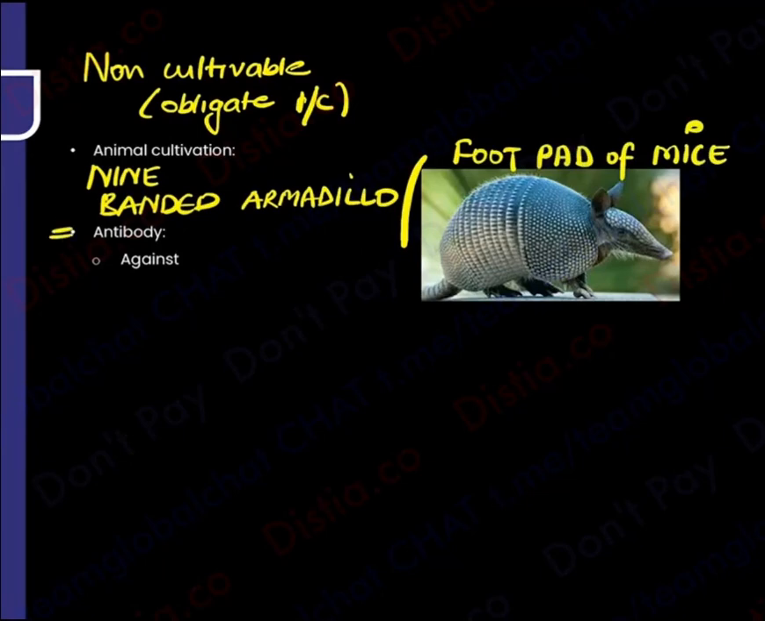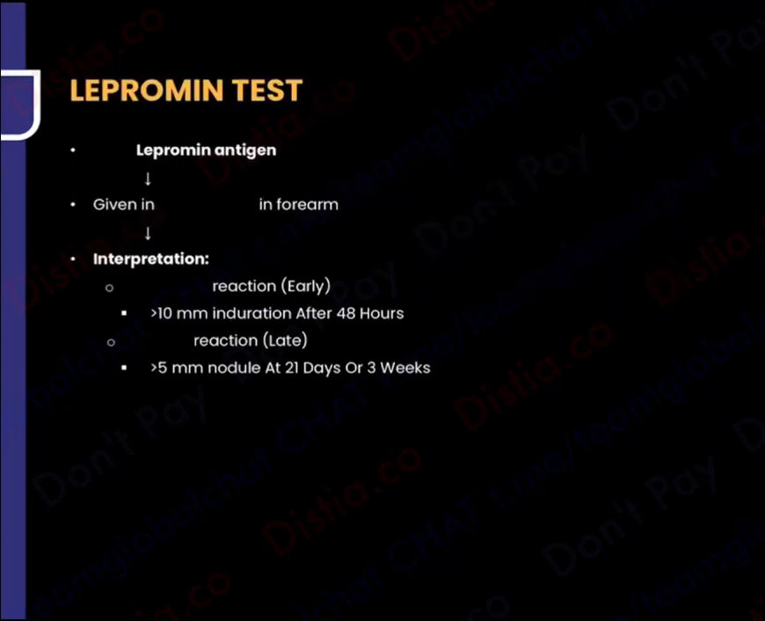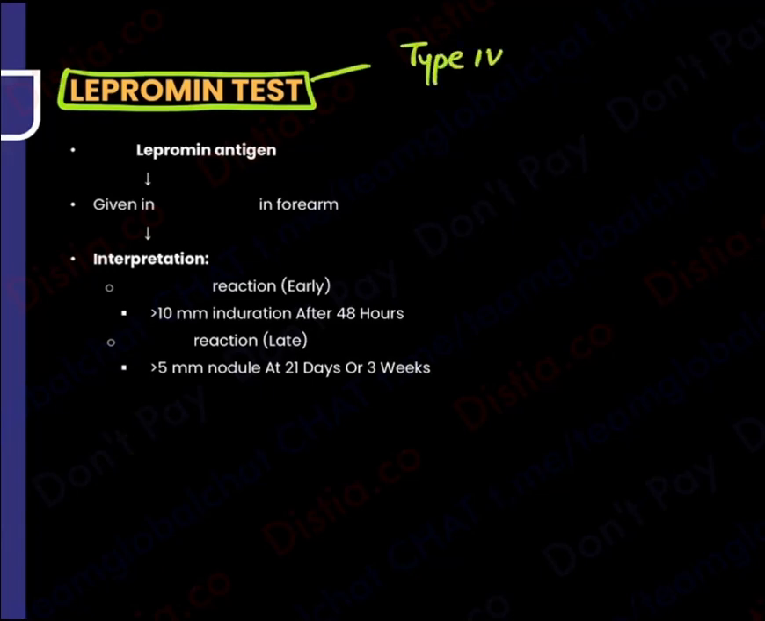If you do serology, yes, you can find antibody against PGL-1. What is PGL? Phenolic glycolipid. If possible, you can do serology against that as well. Now, because I'm telling you everything about it, I'll tell you a little bit about the lepromin test also. I hope you remember, the lepromin test is also a type 4 hypersensitivity, meaning it is cell-mediated immunity.